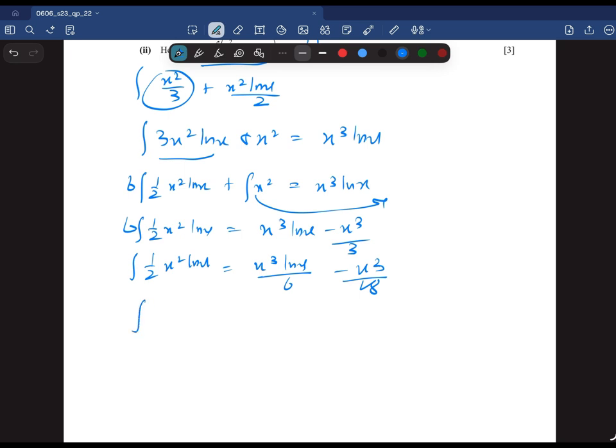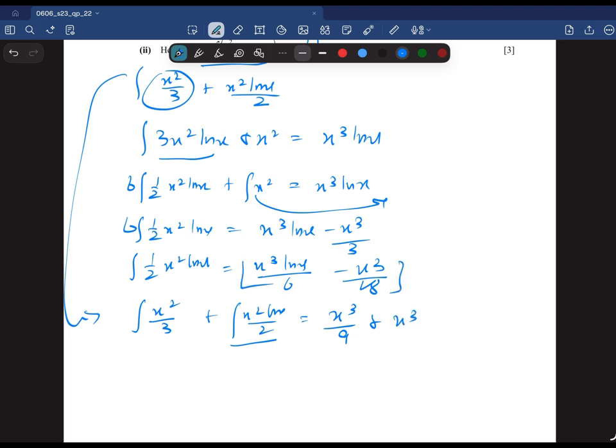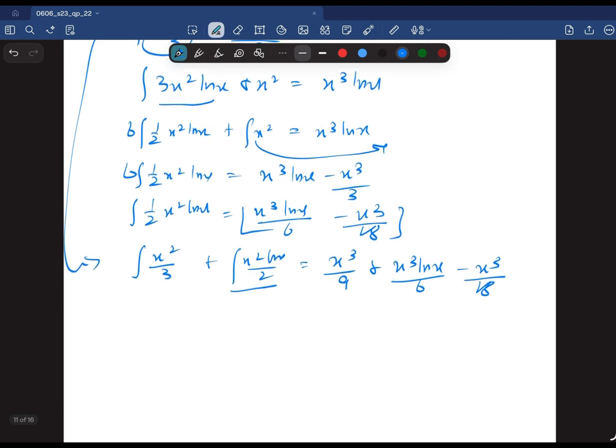So the integral of this x squared upon 3 plus the integral of x squared ln x upon 2 is equal to, we can find the integral of this, which is increase the power by 1 divided by the new power, plus we already know the integral of this, which is x cubed ln x upon 6 minus x cubed upon 18.